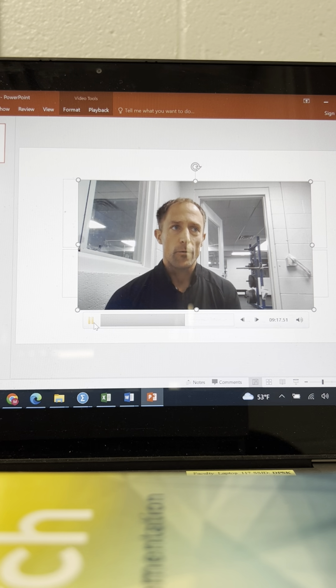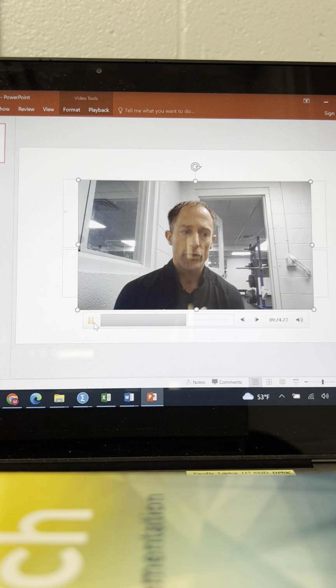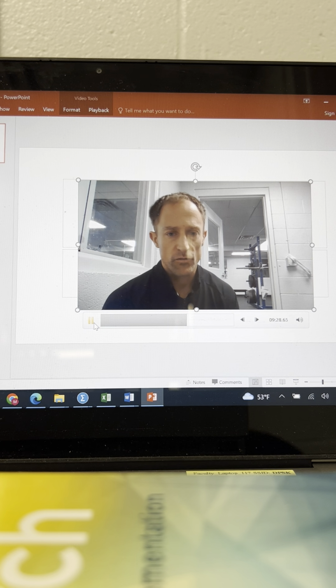So part of your program, you're going to have to tell me what the injuries are that your athlete could face, where you got that research from, and what you're going to do to minimize that risk of injury. So, concussions for football.